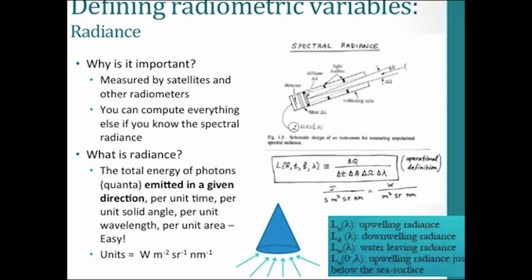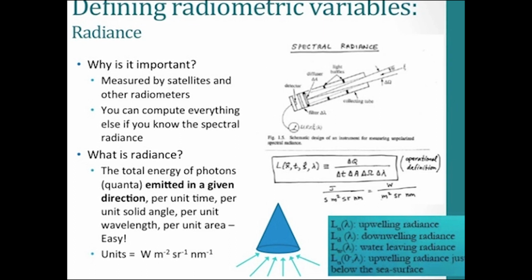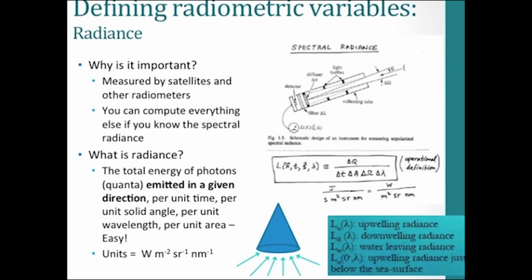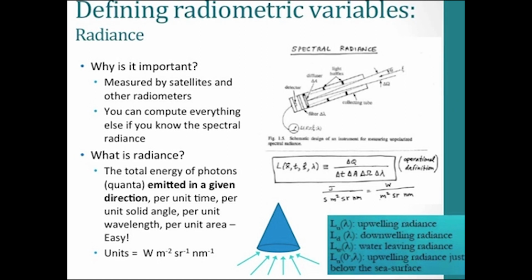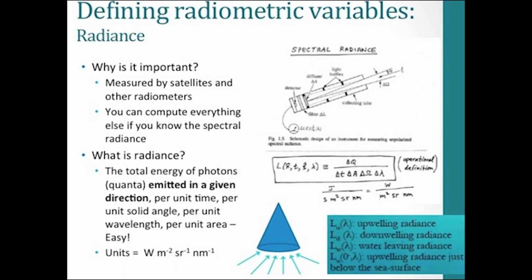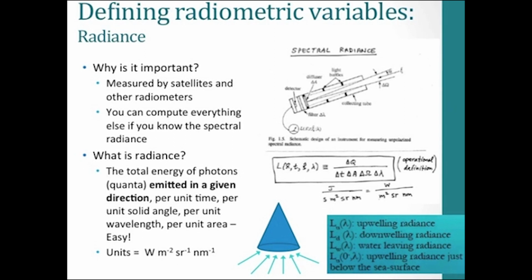The diagram on the top right shows a radiometer collecting light from a certain angular direction to arrive at a detector where it is filtered, diffused, and measured as an intensity of energy at each wavelength the detector is sensitive to. If you know the spectral character of the radiance, in other words its shape over the wavelength range of interest, you can compute all of the other optical quantities, so it's a very powerful measurement.